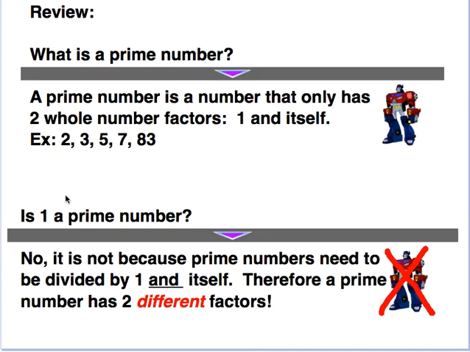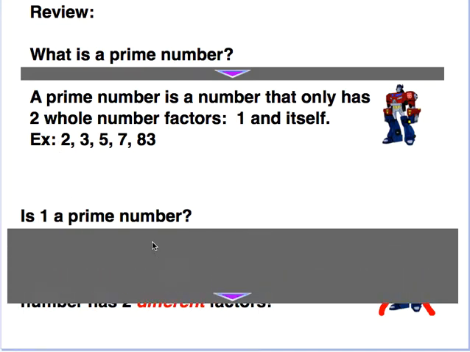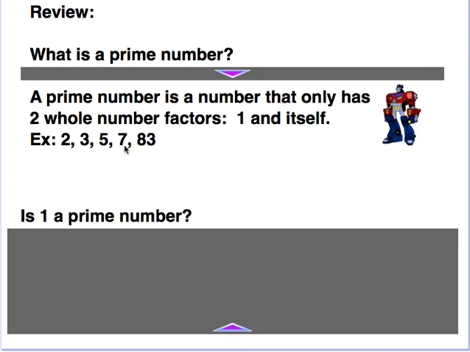So for example, the number 2, the number 3, the number 5, the number 7, even the number 83, those can only be divided into whole numbers of themselves and 1. For example, 4 could not be a prime number because it would be divided by 2 as well as 4 and itself, or as well as 4 and 1.